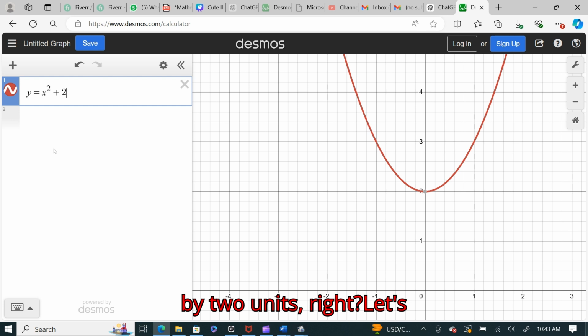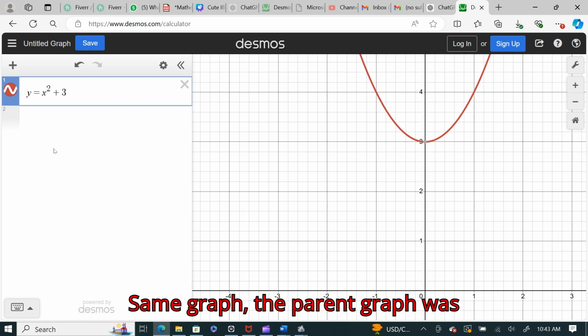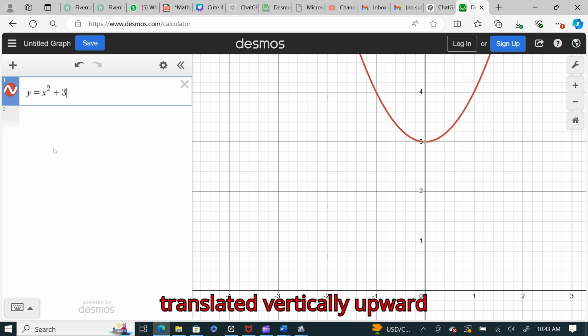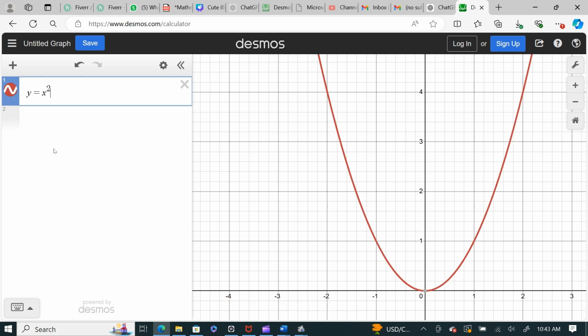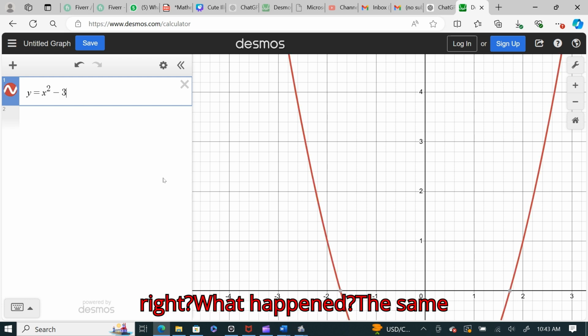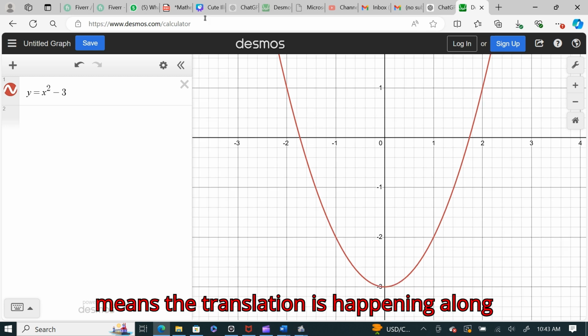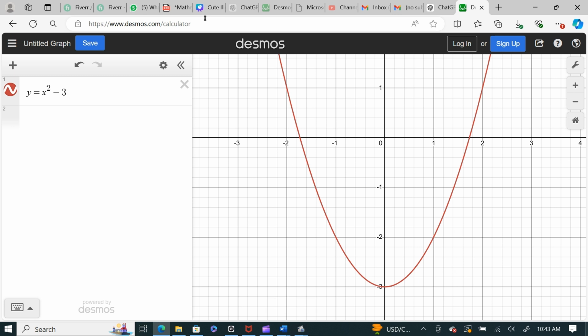Right? Let's see what will happen at 3. Same graph. The parent graph was translated vertically upward by 3 units. Subtract. Minus 3. Right? What happened? The same graph was translated vertically. That means the translation is happening along the y-axis. The same graph was translated vertically downward by 3 units.